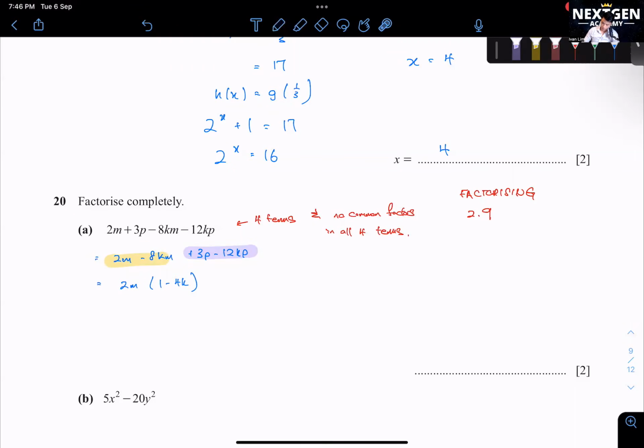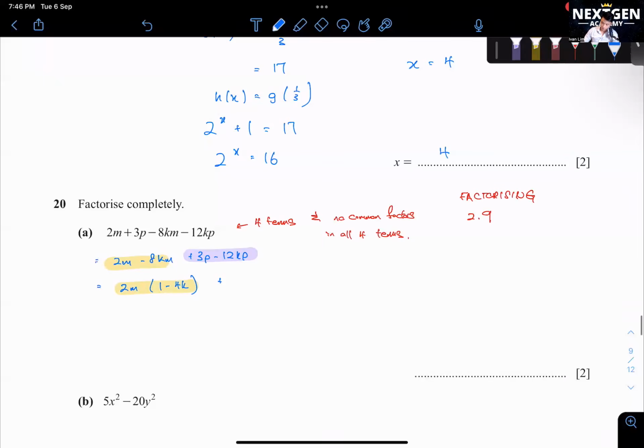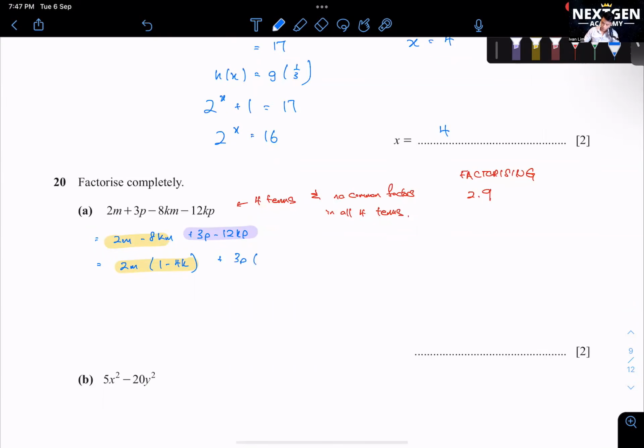So you see, I'm taking this to factorize first, the 2m and minus 8km. Then I take this one, I factorize the common factor also. So this one will be 3p. I will be left with 1 minus 4k. Right? Okay, when you see this, you should get the same term inside the bracket. What you got to write is 2m plus 3p, you put into one bracket. So this part here and this part here, you put into one bracket. Okay, then you multiply by the other bracket.